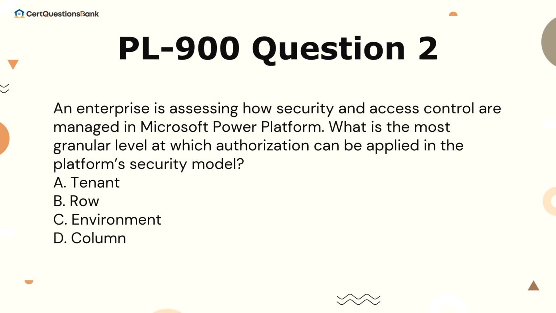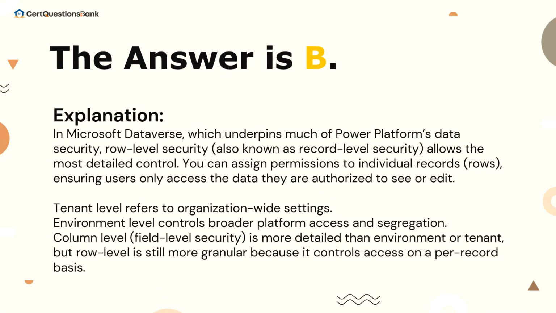An enterprise is assessing how security and access control are managed in Microsoft Power Platform. What is the most granular level at which authorization can be applied in the platform's security model? A. Tenant, B. Row, C. Environment, D. Column. The answer is B.